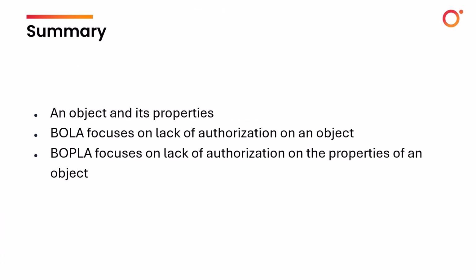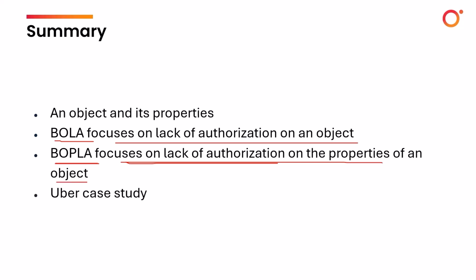So in summary, we learned about what an object is and its properties. In our previous section, we learned that BOLA focuses on a lack of authorization on the object itself, whereas BOPLA focuses on the lack of authorization on the properties within that object. We also had a look at the Uber case study with the excessive data exposure.